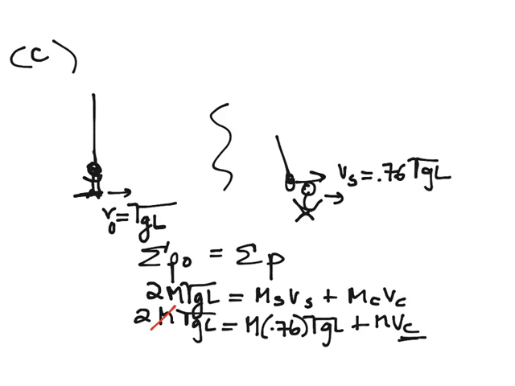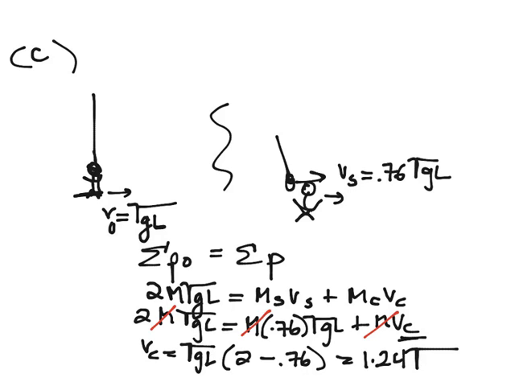Hopefully you noticed that we have an m in every term, so if I divide both sides by m, they just go away. And now I can solve for vC. I end up with vC is equal to the square root of gL times 2 minus 0.76, which is 1.24 times the square root of gL.